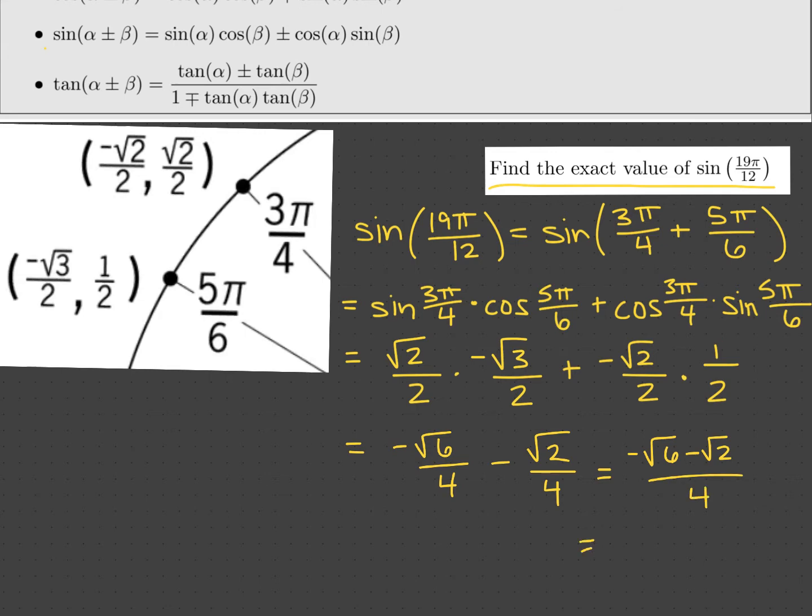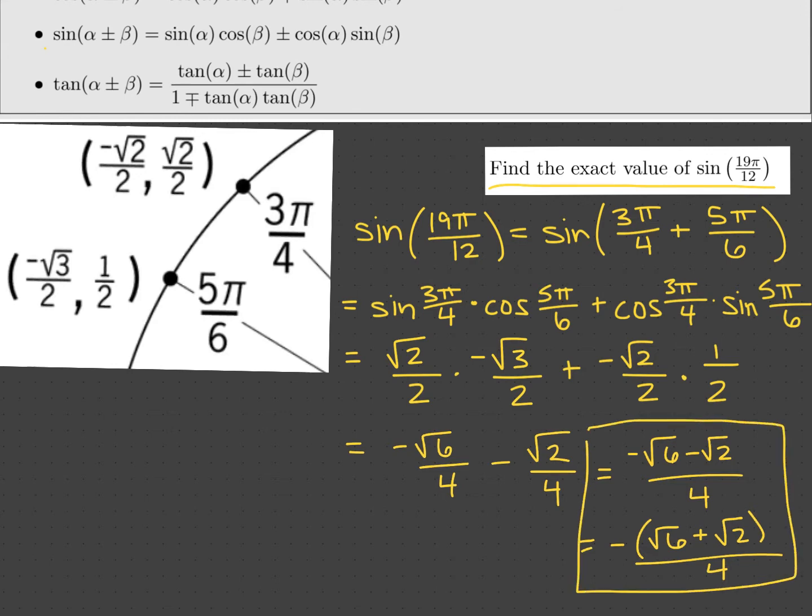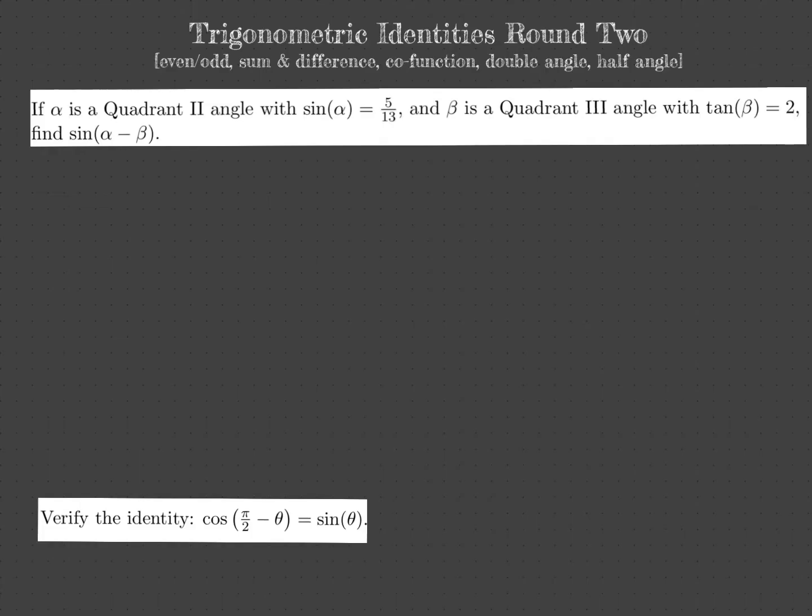And this could be written like this if we wanted to make it look nicer and not have all those minus signs, all over 4. So either one of these is acceptable. Yes, when we're doing sum and difference formulas, we do tend to get a lot of √6s, √2s, and all over 4s, just because of the nature of what all of these individual sine and cosine values are in the unit circle. In these next two examples, we will also be utilizing the sum and difference identities.